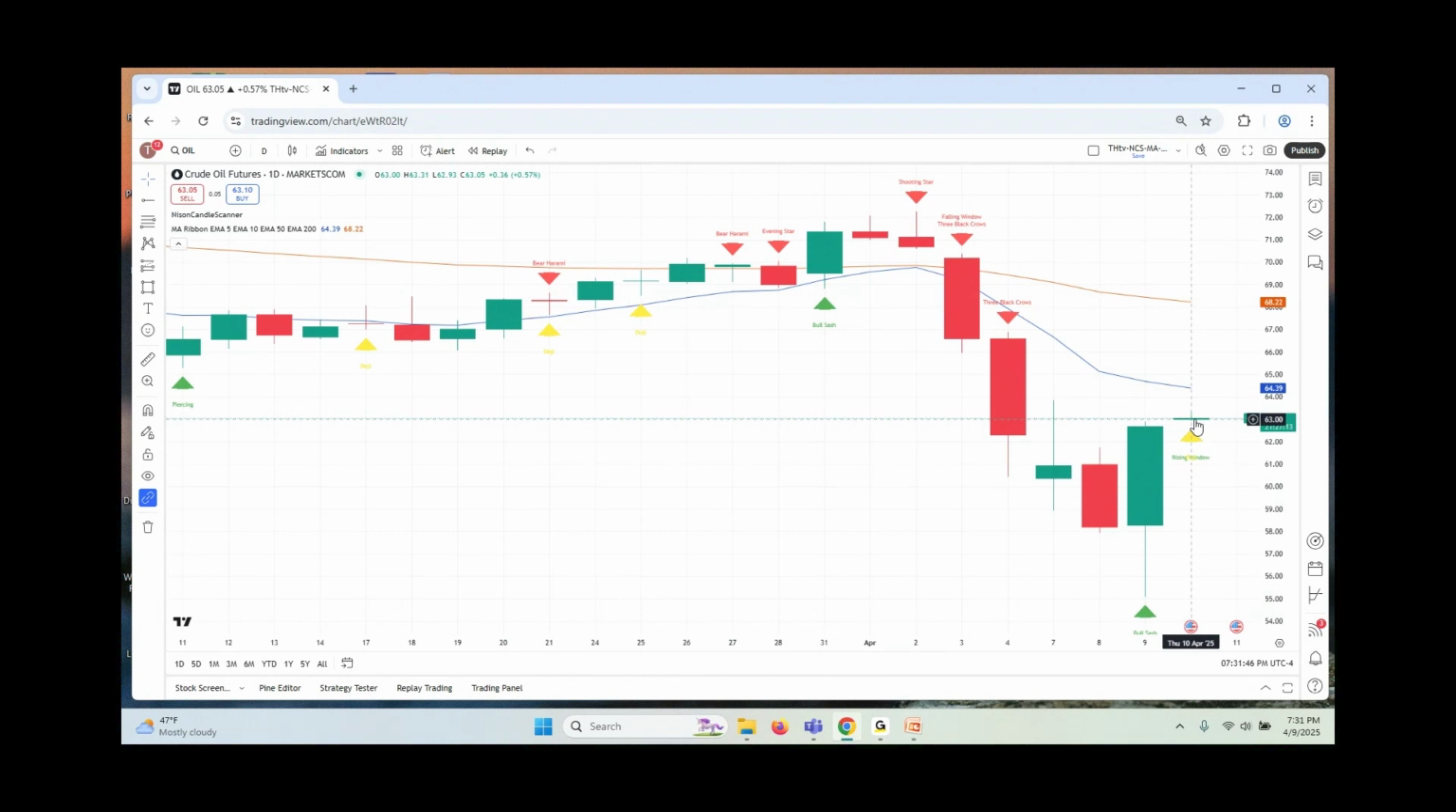This small candle here is after today's session. So potentially at the open tomorrow, price could rise to the upside, looking up at 64.30 up to 65.90. And if we retrace back down, we've got to retrace back down below this very large candle, perhaps down to the 58 area.